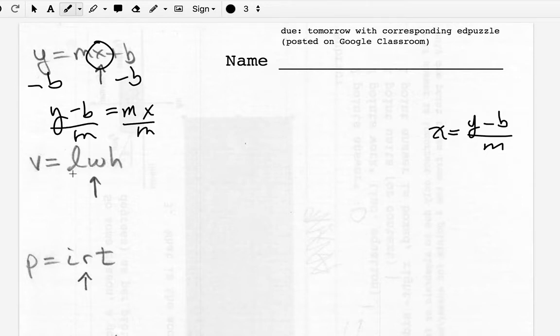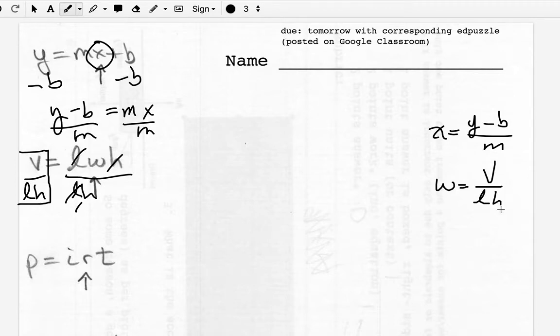What about this one? Volume is length times width times height. Well, the W being in the middle there doesn't mean we can't divide both sides by L times H to get W. Okay, dividing both sides by L times H. These L's cancel, the H's cancel, and we get W is equal to V over L times H.